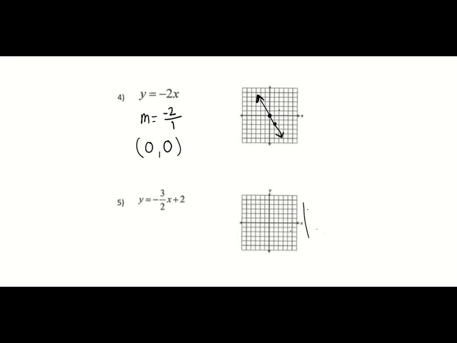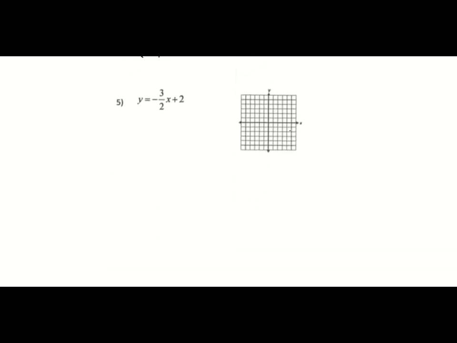Okay, we've got one more example that we're going to look at. Number 5, solve for y, already done. So I've got -3 over 2 as my m. My y-intercept is (0, 2).